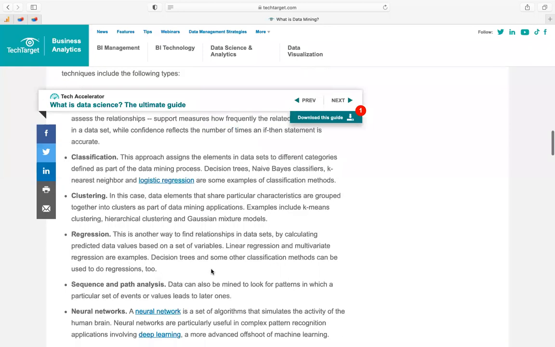Classification. This approach assigns the elements in datasets to different categories defined as part of the data mining process. We use decision trees, naive Bayes classifiers, k nearest neighbor, and the last one is logistic regression. So these are actually mathematical calculations. We will take a look at decision trees as we go forward, as we start to model out.